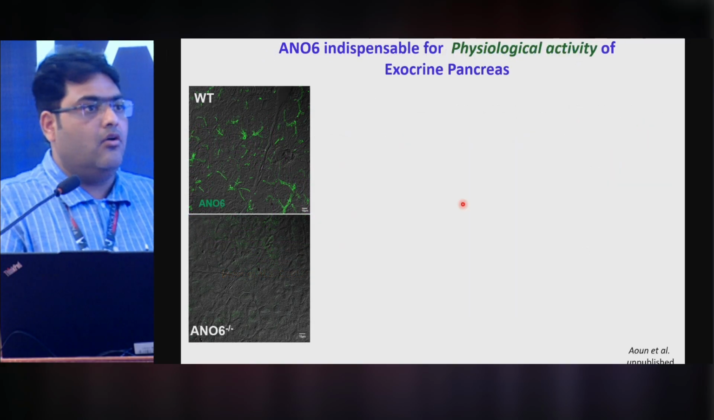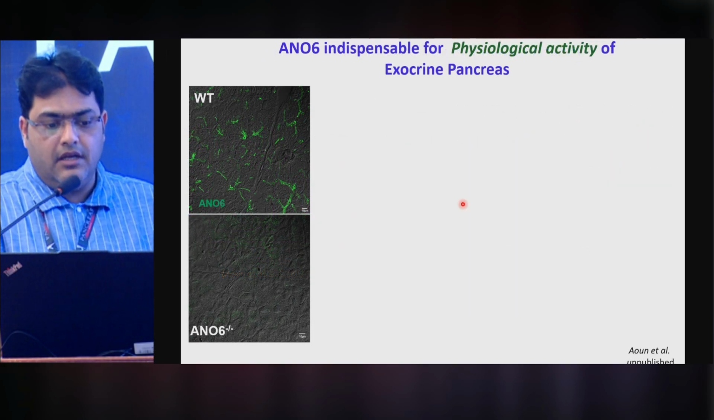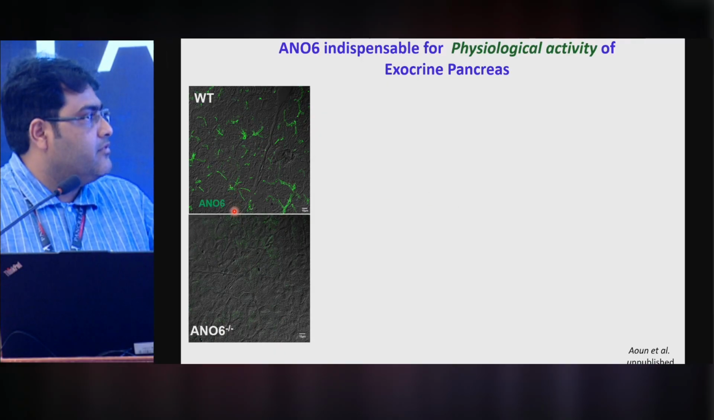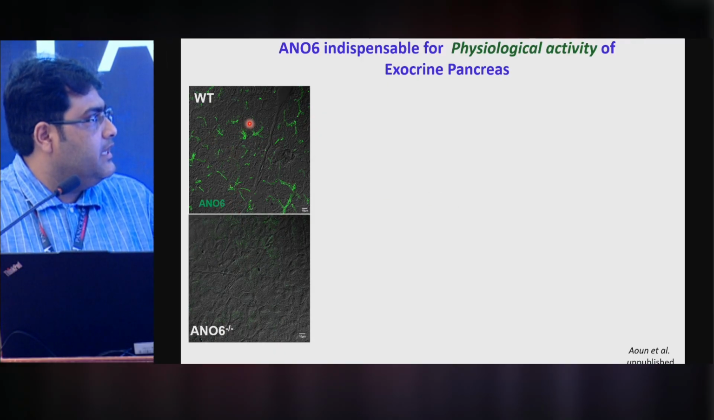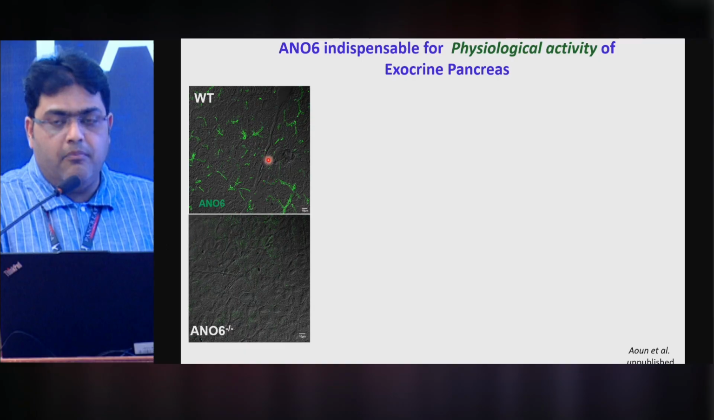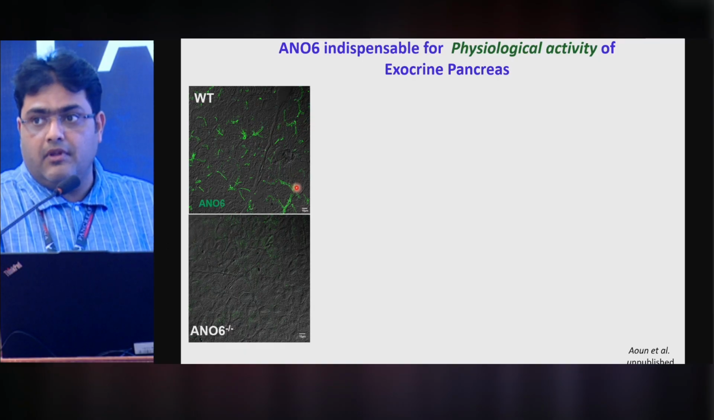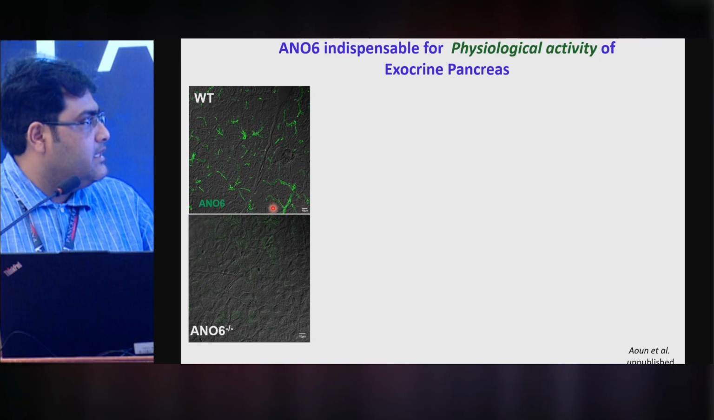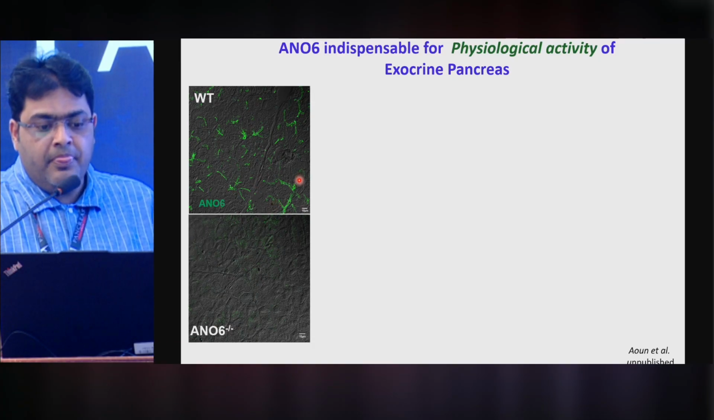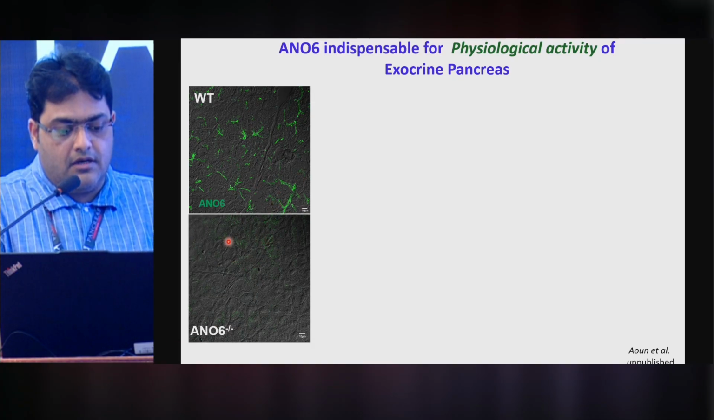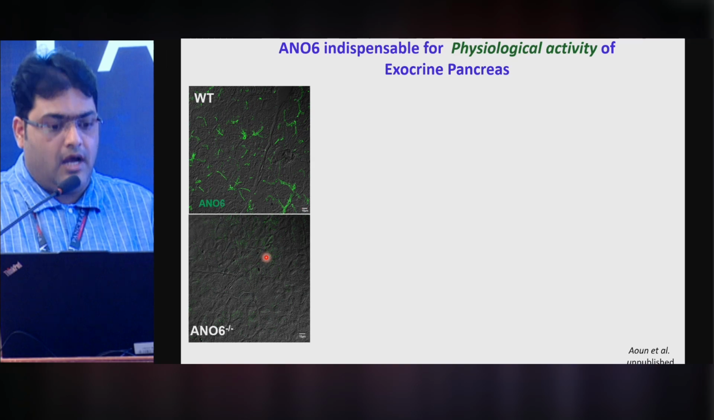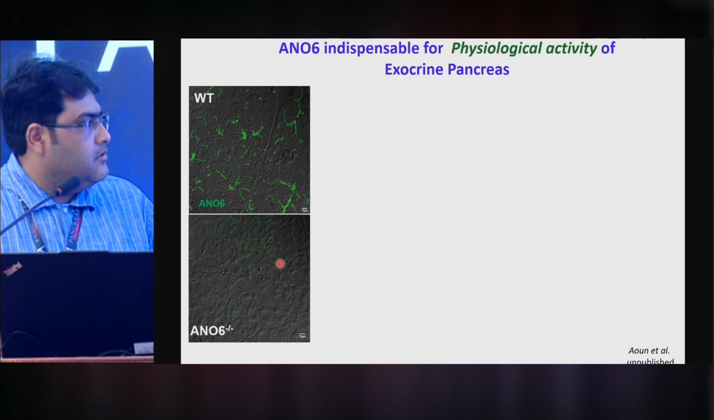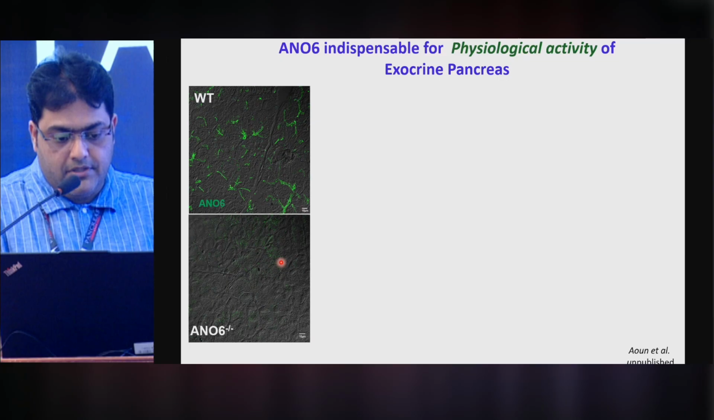Before discussing the function, it's important to know where the channel is expressed. This is the IF study. You can see these green signals come from the apical pole of the acinar cells, not from the basolateral pole. So this channel is exclusively localized at the apical pole of the acinar cells, and this signal is not coming from the acinar ANO6 knockout gland. So this signal is specific, and this antibody works well.